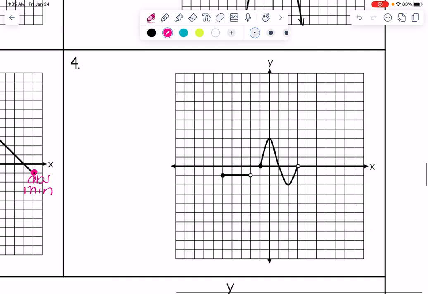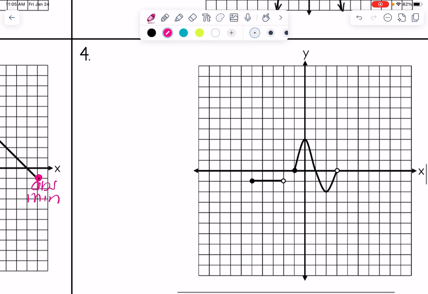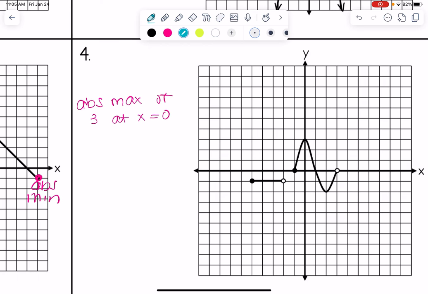Okay, number 4, another piecewise. So if I take a look at this, I have an absolute maximum of 3 that occurs at x equals 0. Just going to note there that we can also consider that relative. And we have an absolute minimum of -2 that occurs at x equals +2. And again, that one can also be considered a relative min.